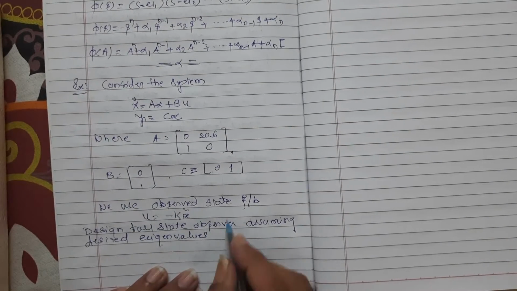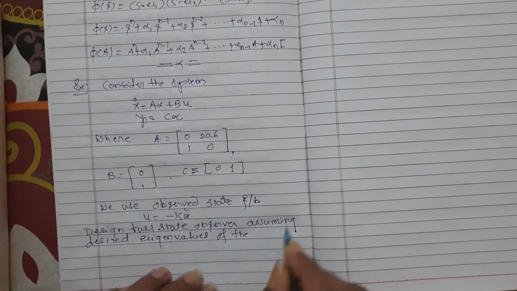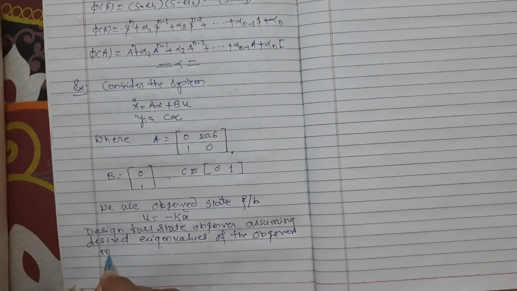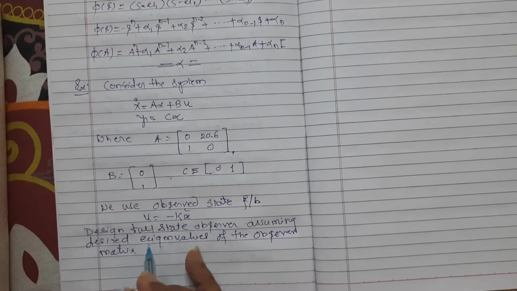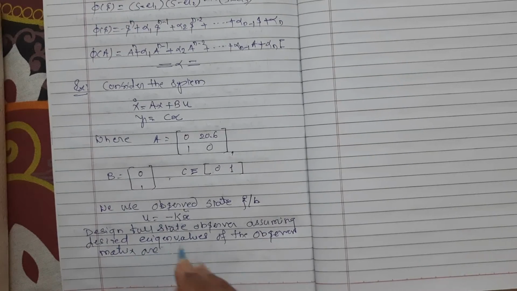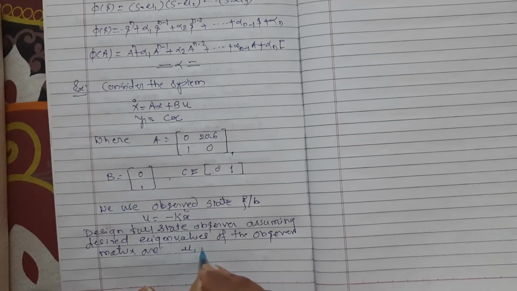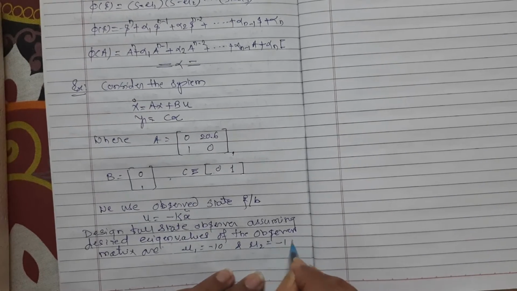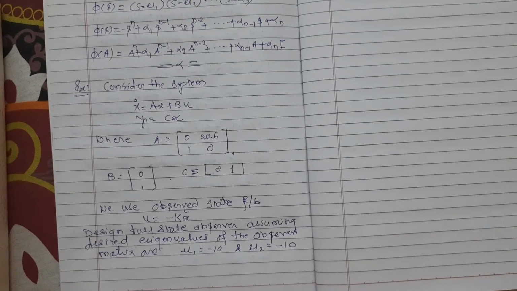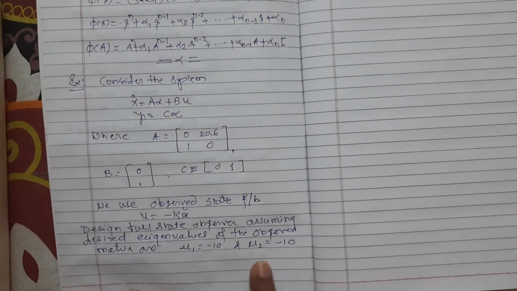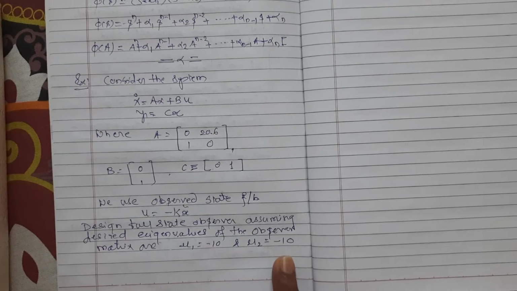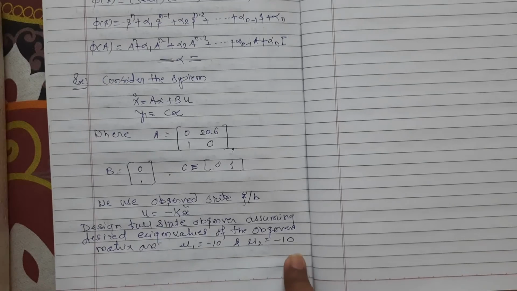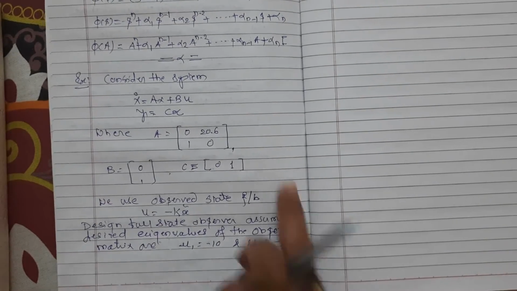of the observer matrix are mu1 equals minus 10 and mu2 equals again minus 10. So these are our desired pole locations, that is mu1 equals minus 10 and mu2 equals minus 10. This is the system given.